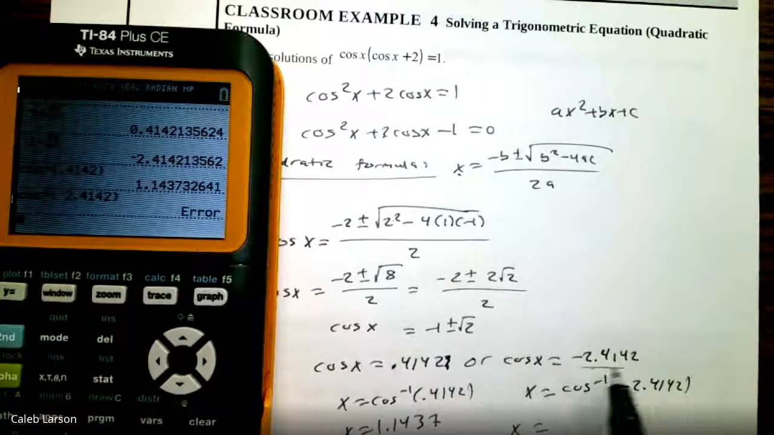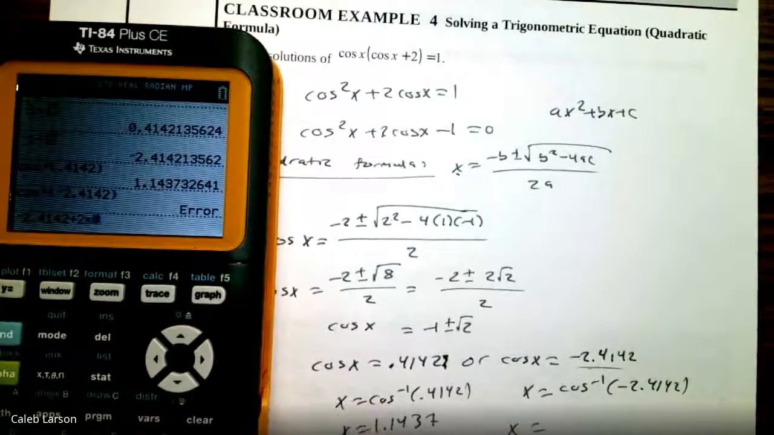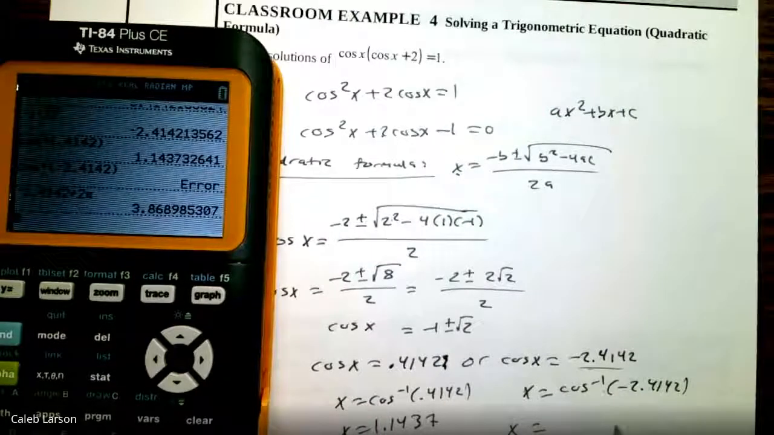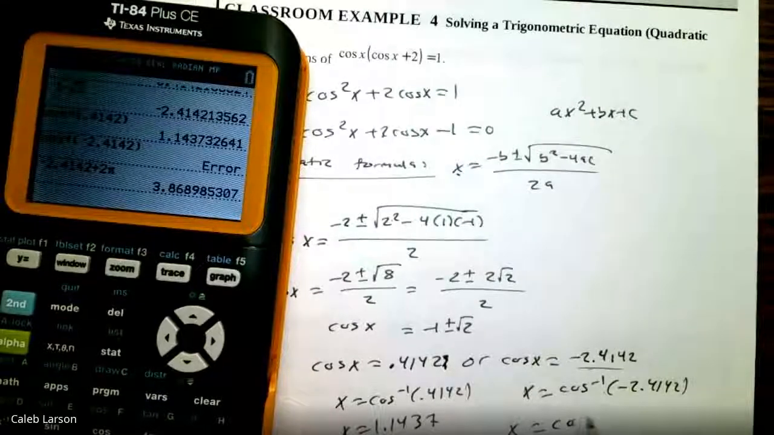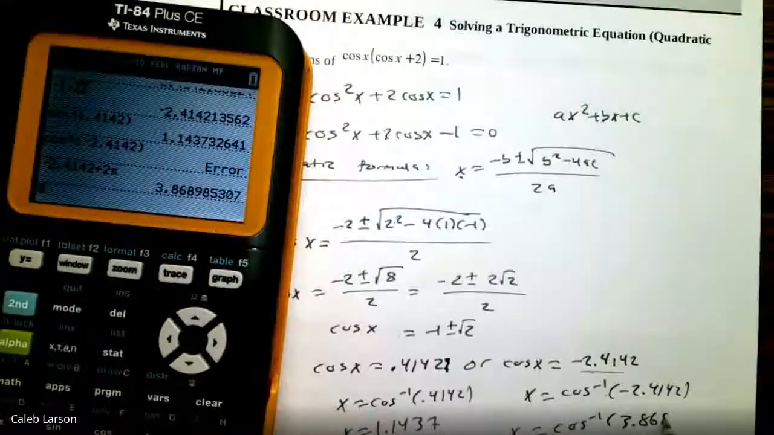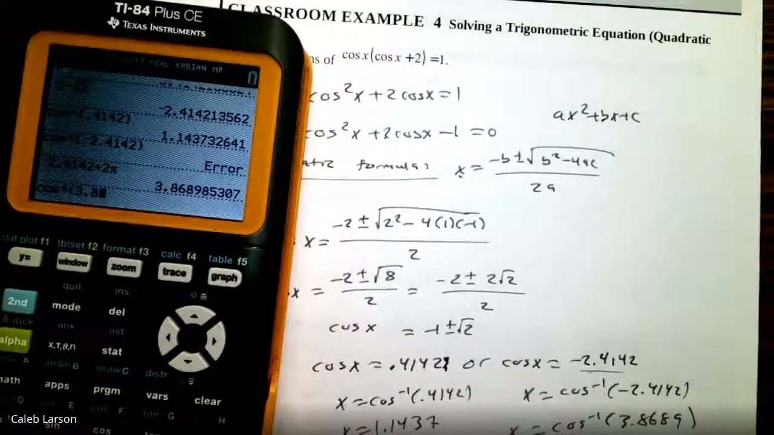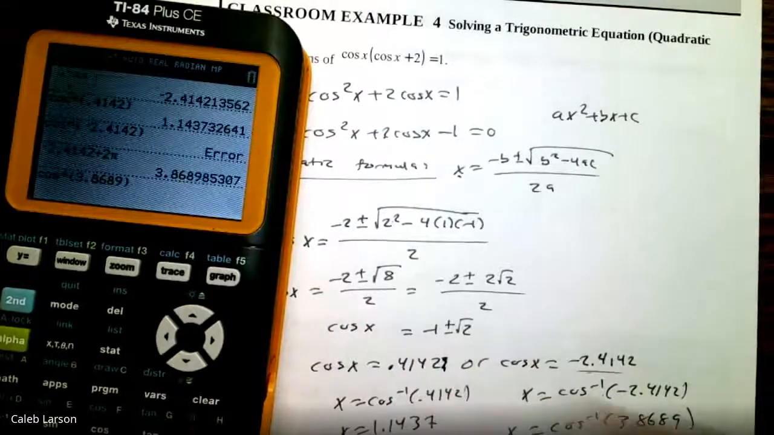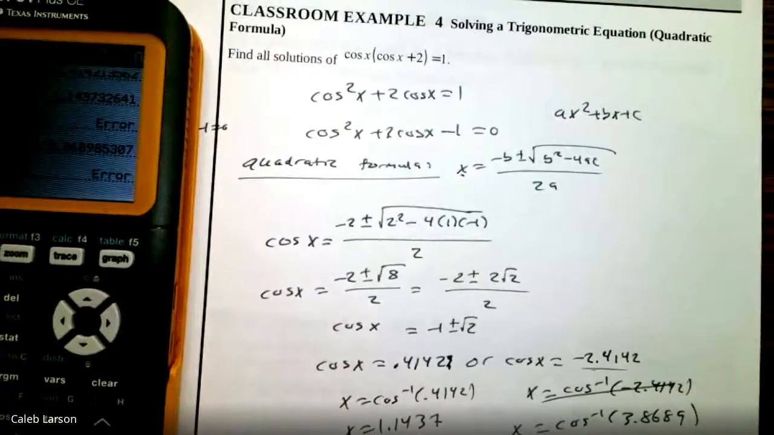So we need to actually add 2 pi to this. That'll give us the equivalent of this, right? Because we have to be in the actual domain. So cosine inverse of 3.8689, if it's possible. So cosine inverse of 3.8689 does not work. So this one's not going to be an actual answer we can get. So what we get here is 1.1417 as our final answer, okay?